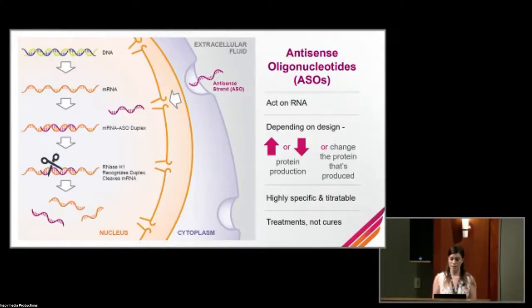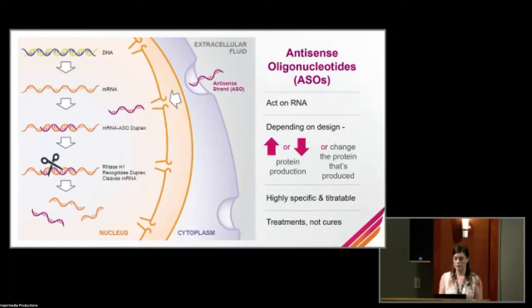Now, as I note here on the right of this slide, ASOs are highly specific and titratable. By highly specific, I mean the ASO is designed to interact with a particular mRNA. For example, in Alexander disease, we're interested in lowering the amounts of GFAP protein that's made. So we've designed an ASO that will only interact with GFAP mRNA.